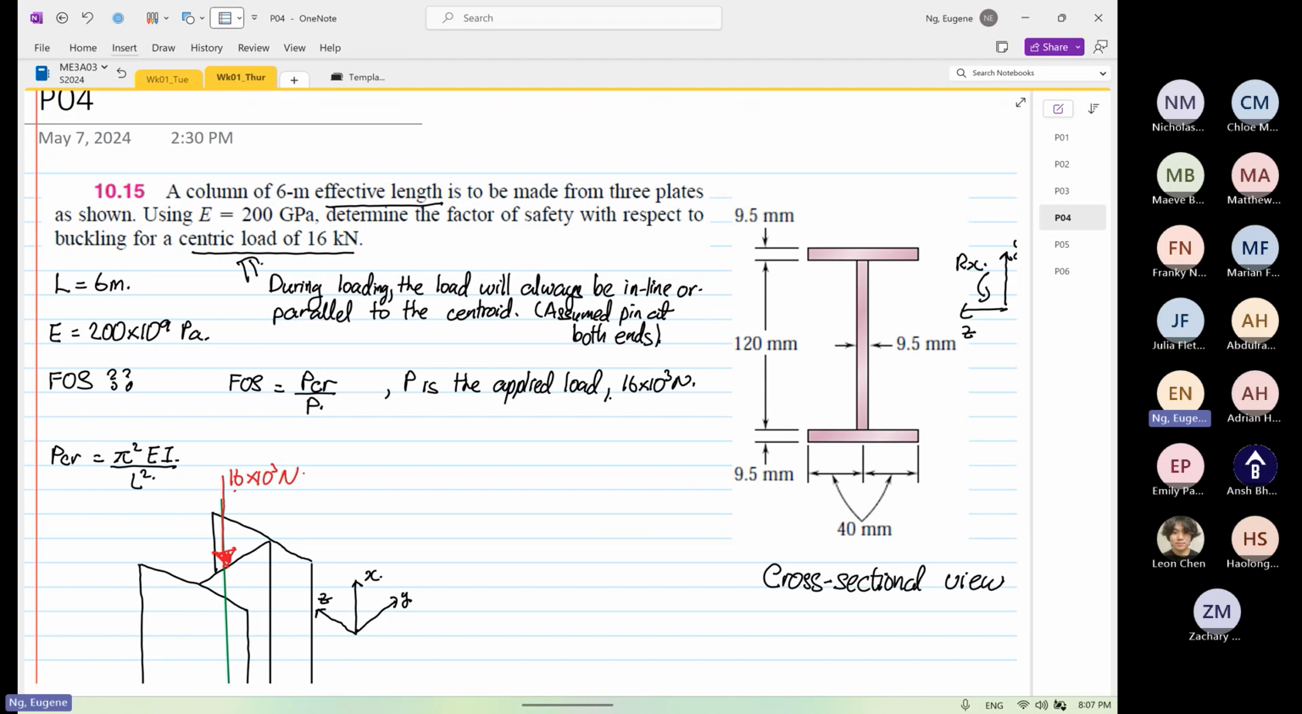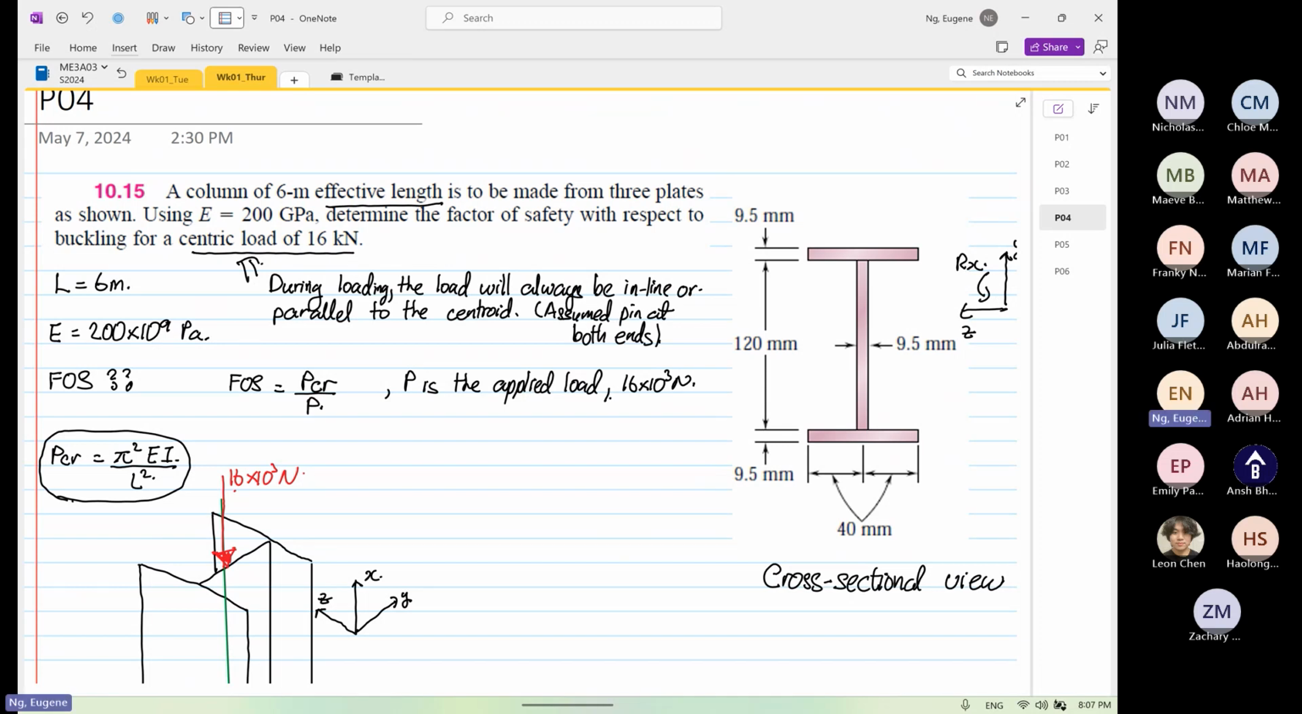Okay. So when we assume pin at both ends, then we can apply P critical equals pi squared EI over L squared. If it's not pin at both ends, later on I will show you how this expression will evolve, and it's not difficult at all. The only thing that will change is the length. Okay, right. So coming back to this problem, as I say, it's a real world 3D problem.